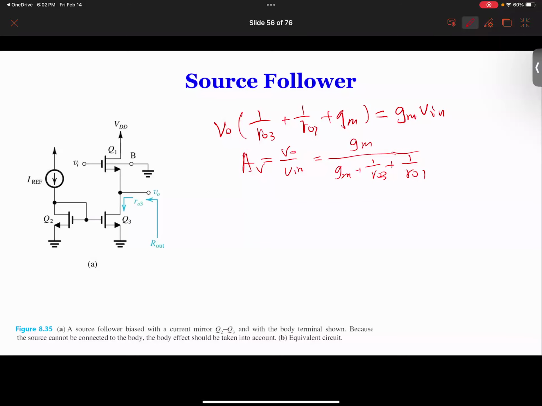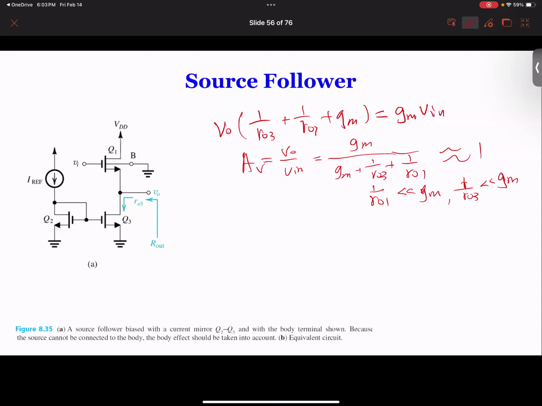And this thing is going to be, because 1 over RO1 is much smaller than GM, and 1 over RO3 is much less than GM. So that's why we can say the voltage gain is almost 1. So this is why this name comes from, source follower. At the source, we follow the gate. But since the gain is 1, we don't get much benefit by using this circuit if we want to get the gain. So the advantage we get is really the output resistance.